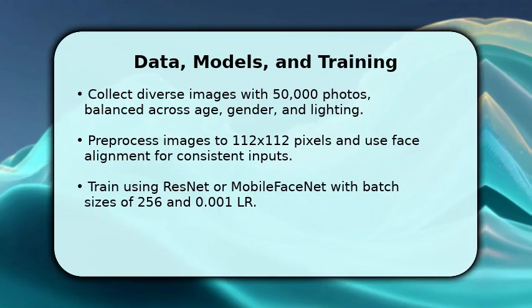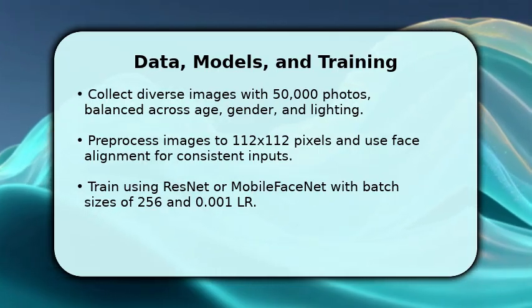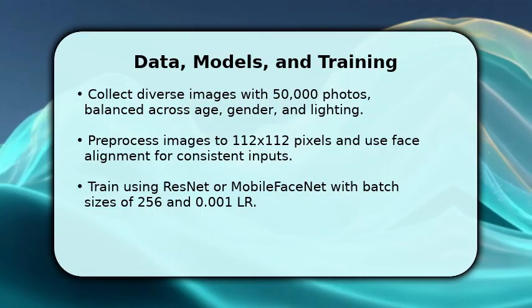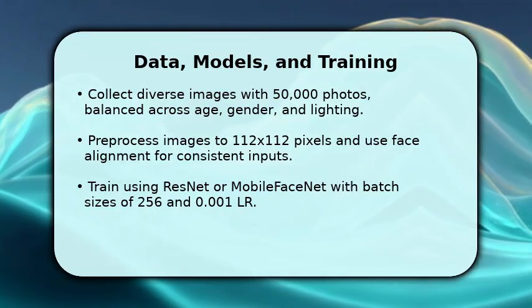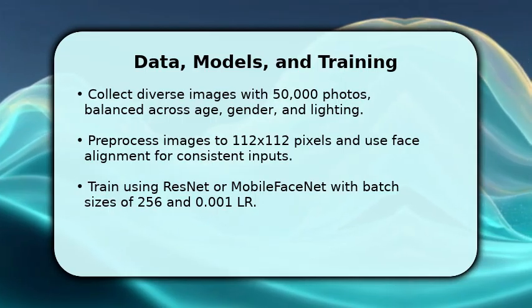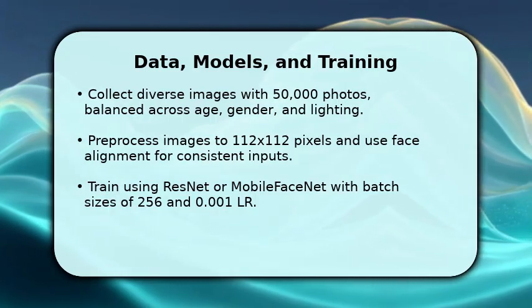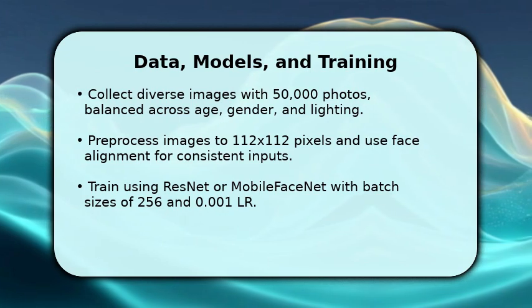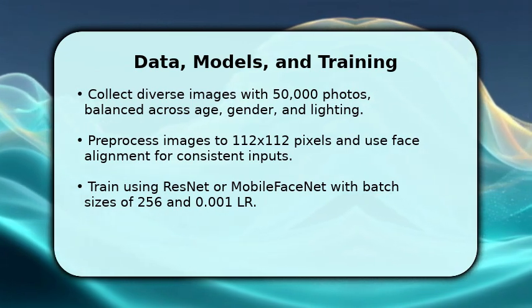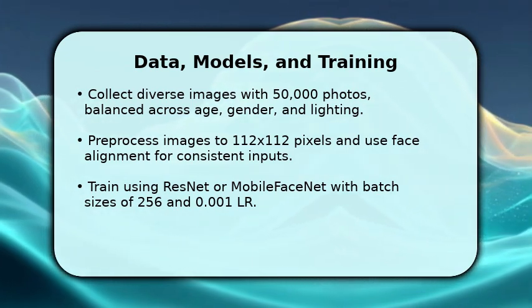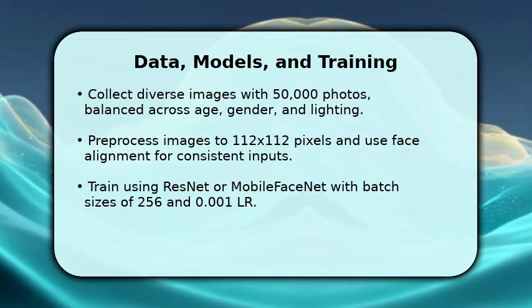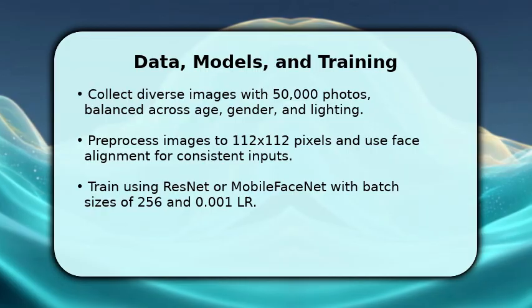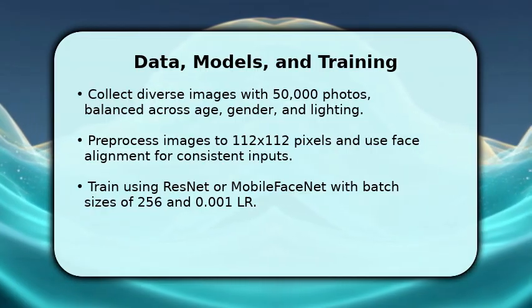Preprocess images to 112 x 112 pixels and apply face alignment to standardize inputs. Choose architectures like ResNet 100 for accuracy or Mobile FaceNet for low-latency use cases. Train with batch sizes around 256 and a starting learning rate of 0.001 using softmax and arcface losses. Validate on a held-out set and report false accept and false reject rates.